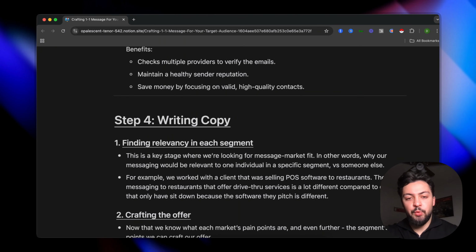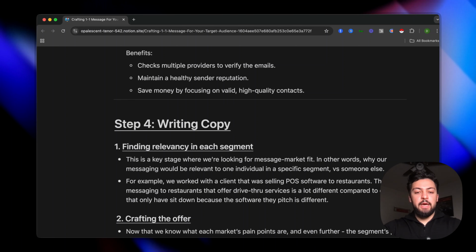Step number four is actually writing the copy, and the reason this is important is because you have to actually write relevant content based on each segment. So what I wrote here is the key stage where you're looking to find message market fit. And message market fit is essentially having the right message based on the market. In other words, why your messaging would be relevant to one individual in a specific segment versus someone else. Again, this comes back to how you're actually dividing up your total addressable market. That will ultimately dictate what type of copy you're going to have.